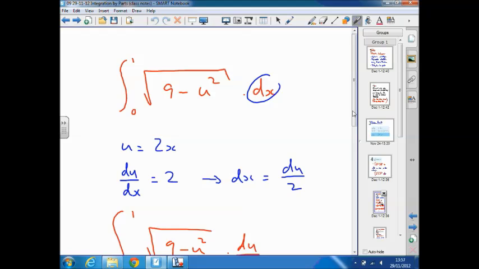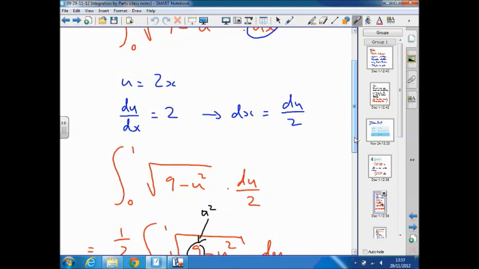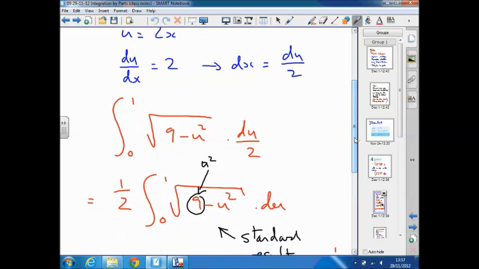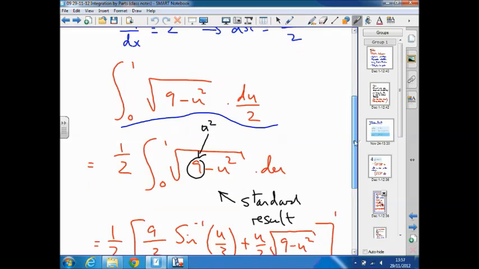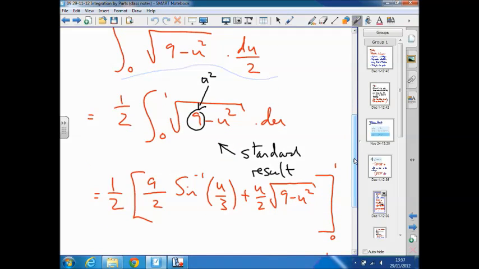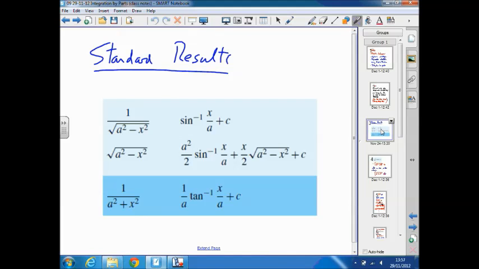So we have that. du by dx equals 2. So dx equals du over 2, this idea of algebraic substitution that we've looked at before. So now the integral becomes the integral between 1 and 0 of the root of 9 minus u squared times du over 2. The 2 can come outside the integral. And so now we've got half integral between 1 and 0 of the square root of 9 minus u squared with respect to u. And this is a standard result, which is this one here.